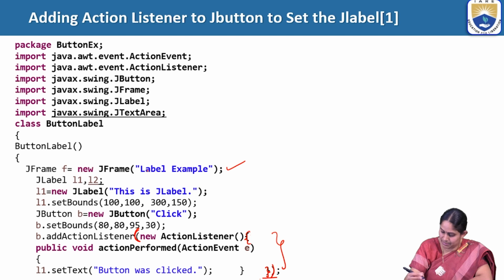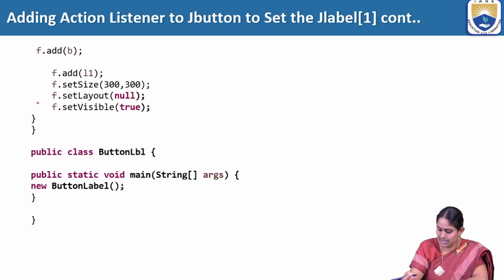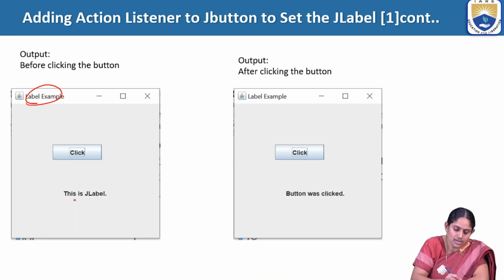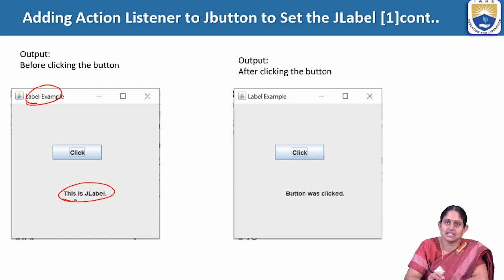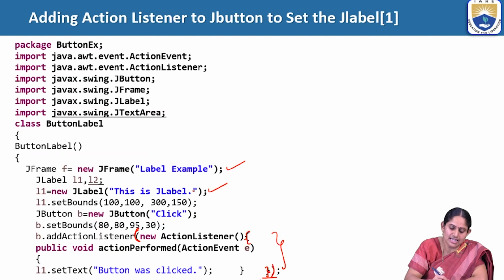A frame with label example, because hence we get the title for the frame. Then we have the label with default value, "This is JLabel." So this label is created, and when we click on this button, this label is rewritten with the string "button was clicked." So we created a label L1 with the default string as "This is JLabel."